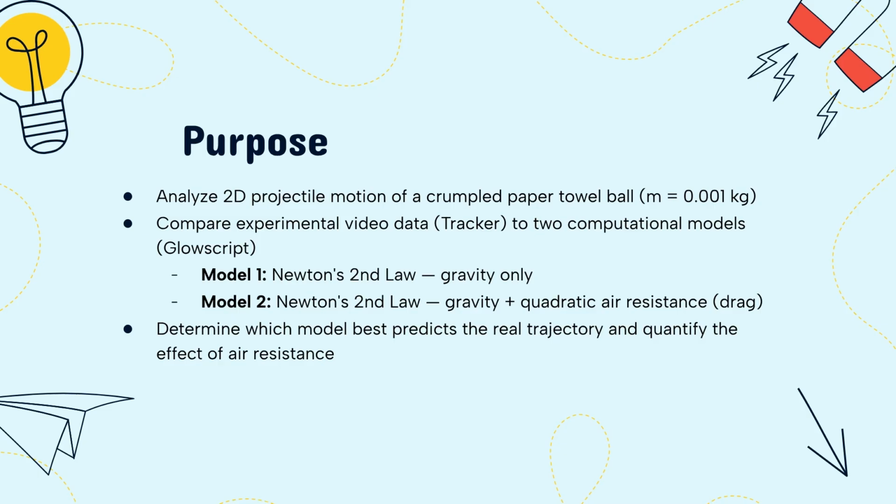The goal of this lab was to analyze the two-dimensional motion of a thrown projectile, which for me was a crumpled paper towel ball, by comparing real video data to two computational models built in GlowScript. The first model applies Newton's second law using gravity only, and the second model adds a drag force. I wanted to determine which model actually predicts the real motion and quantify how much of a role air resistance plays for an object this light.